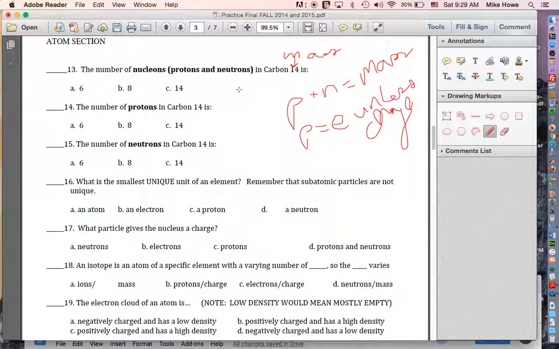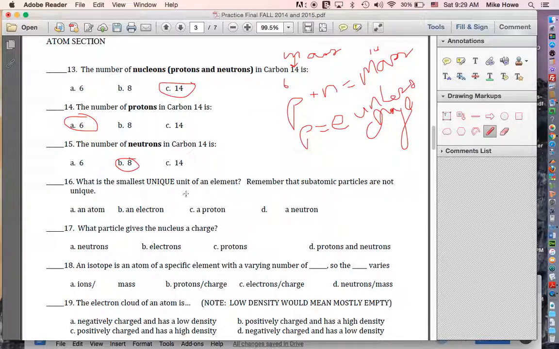All right, so protons and neutrons for carbon-14. Protons and neutrons make the mass, so there would be 14 protons and neutrons total. But the number of protons would be the atomic number, so that's 6. Protons plus neutrons equals mass, so if the mass is 14 and the number of protons is 6, then the neutrons have to be 8, because 6 plus something has to equal 14, so the answer is 8.